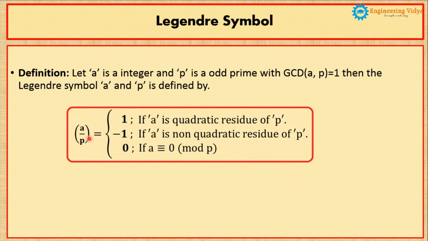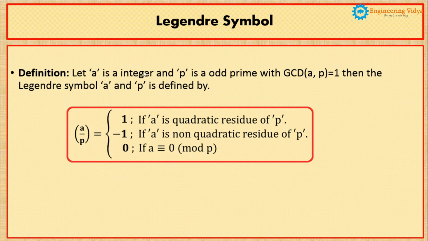This entire thing is called Legendre symbol a and p, and Legendre symbol a and p is equal to 1, -1 or 0. It can have any one of three values, right? Either it can have the value 1, the value -1, or the value 0. It will have the value 1 if a is a quadratic residue of p. I hope you have the idea about the quadratic residue, and we already covered it in my last lecture. And the Legendre symbol a and p will be -1 if a is a non-quadratic residue of p, and it will have the value 0 if a is congruent to 0 mod p.